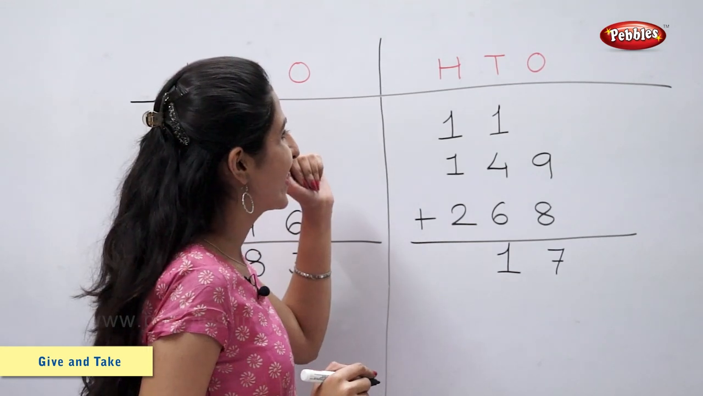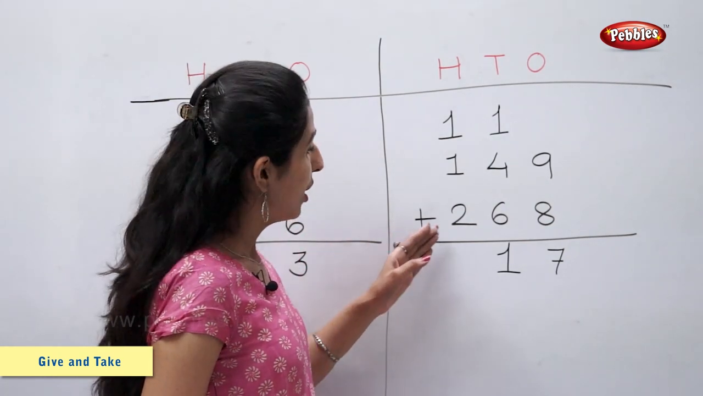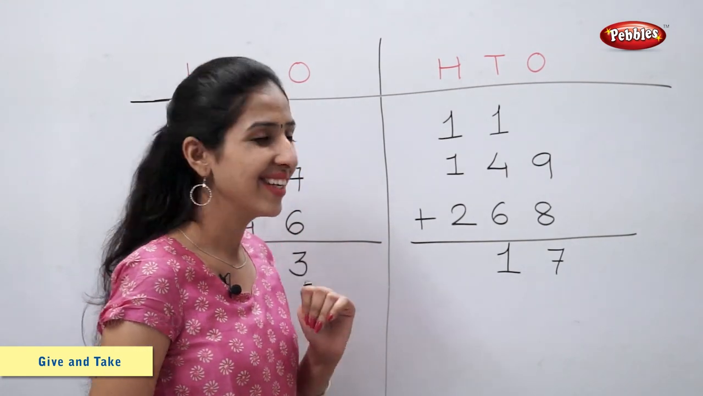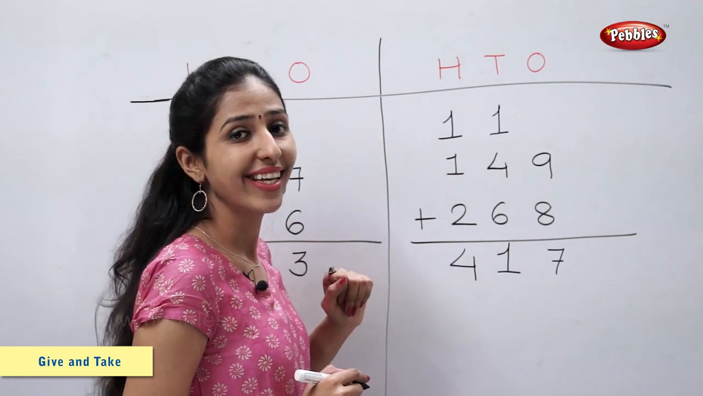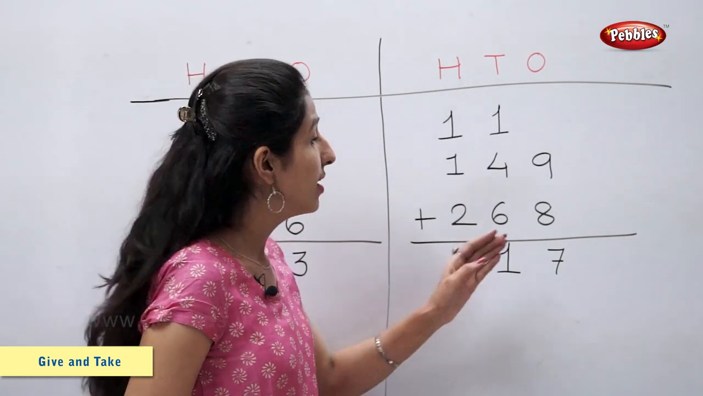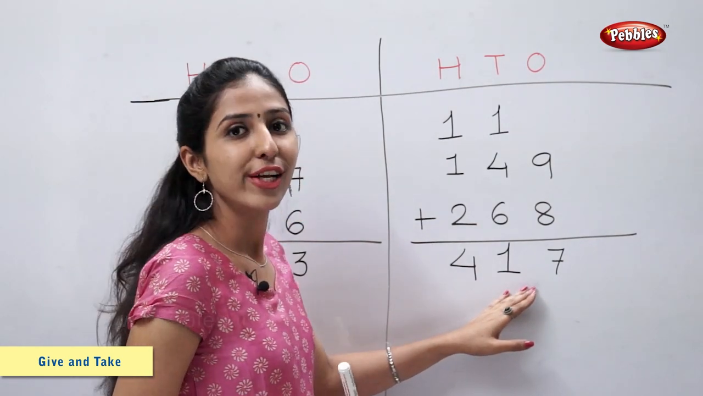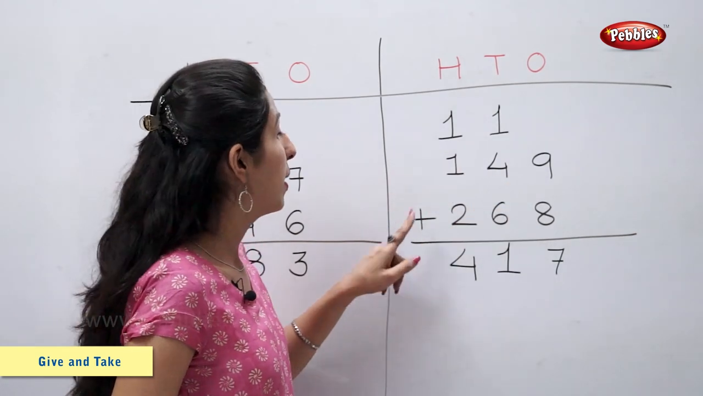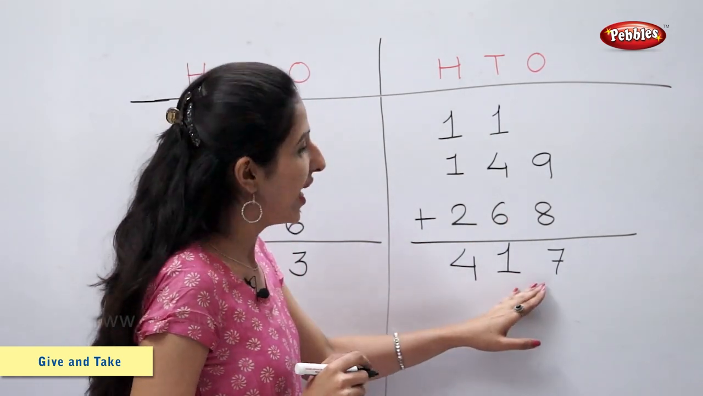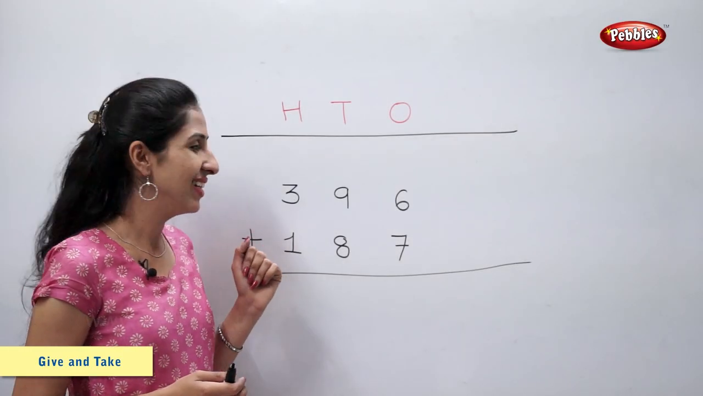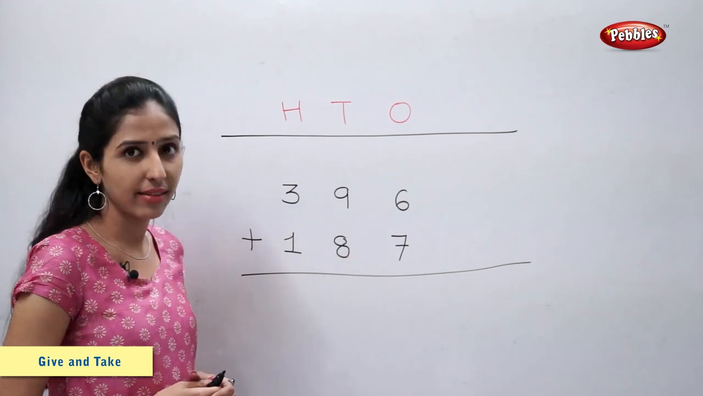Let's add hundreds. 1 plus 1 is equal to 2. 2 plus 2 is equal to 4. So, now we have 4 hundreds, 1 tens and 7 ones. So, the number is 417. So, 149 plus 268 is equal to 417. Let's solve this example. 396 plus 187 is equal to how much?